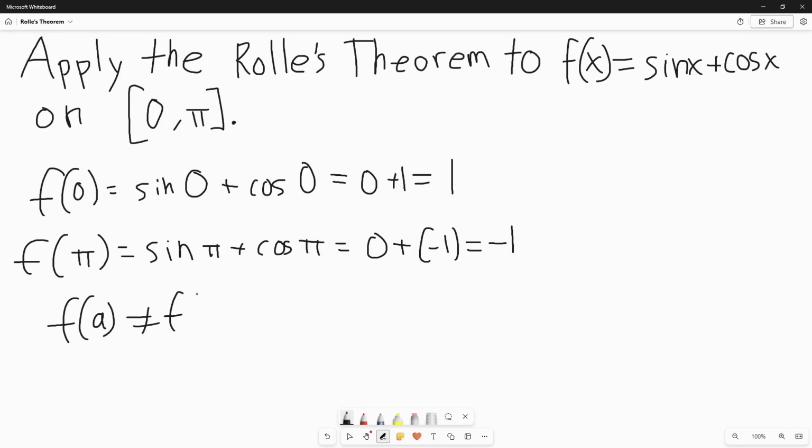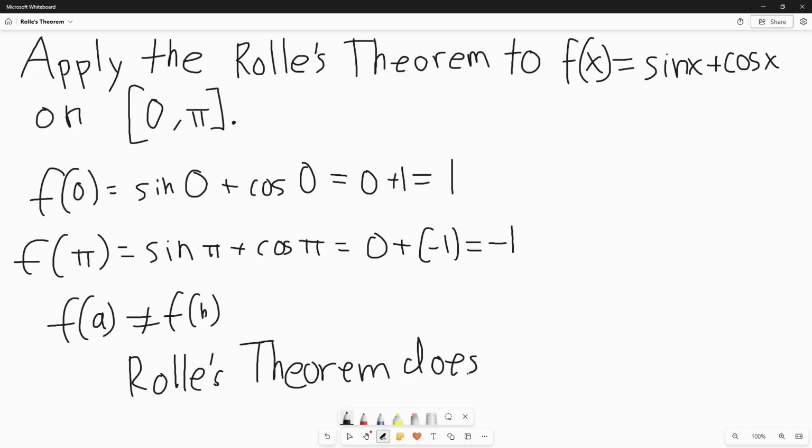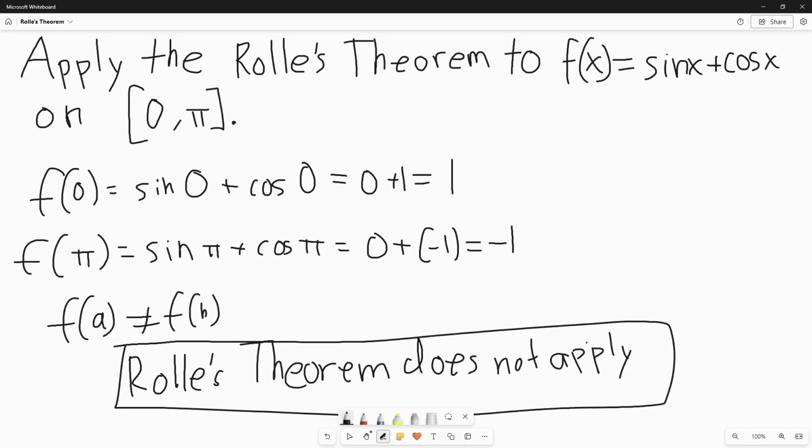and therefore Rolle's theorem does not apply. You should write it out like this. And that means we cannot find the c value such that the slope in between this interval is equal to 0. So everything that I explained in this video and all the prompts I went through should teach you everything that you need to know about Rolle's theorem and how to use it.